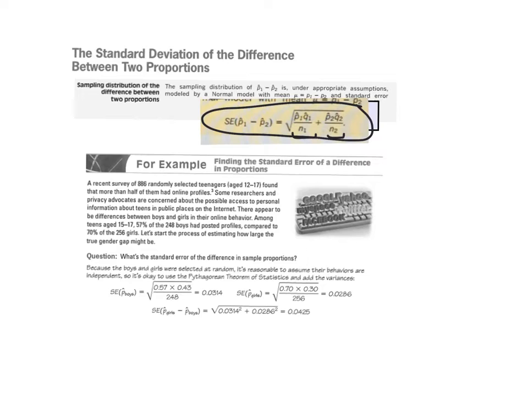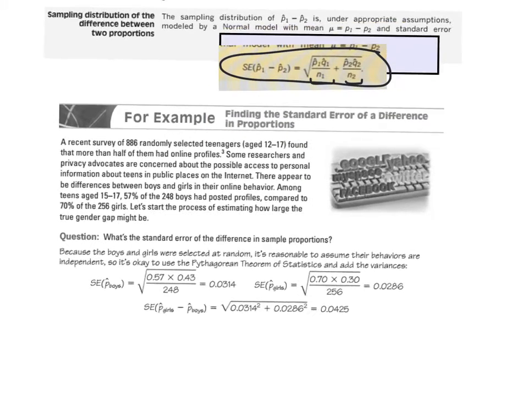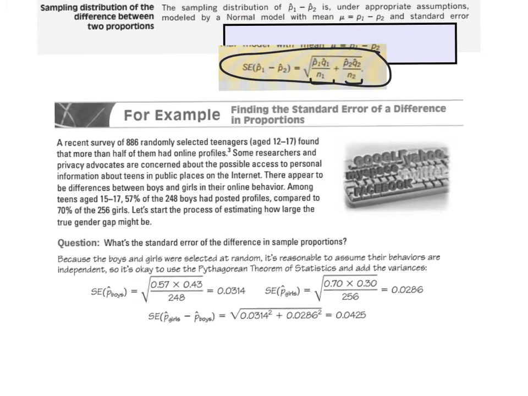All right, we're going to do a little example so you can see it done out. So find the standard error of a difference in proportions. The survey had 886 randomly selected teenagers. Found that more than half of them have online profiles. Obviously, that would change by like everyone has them now of some form. Notice they have MySpace on there, which most of you have never even seen. But they do have a lot of the same things like Twitter, Facebook. They don't have Instagram on here.